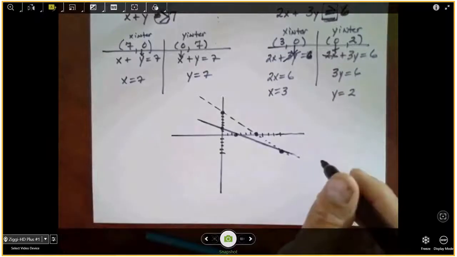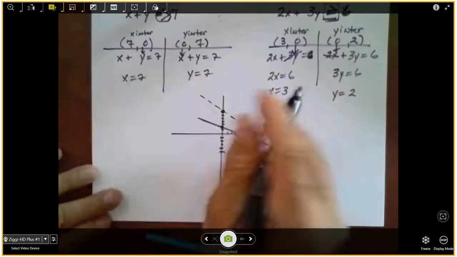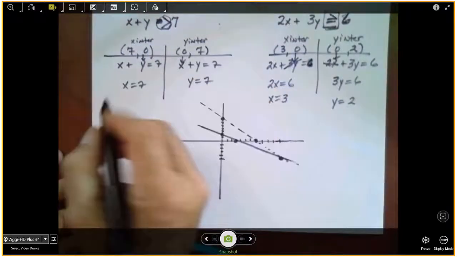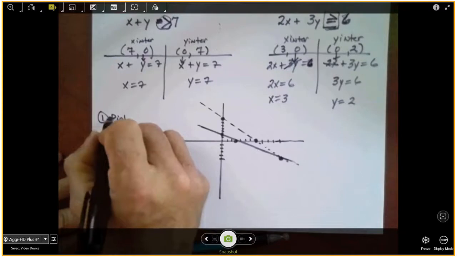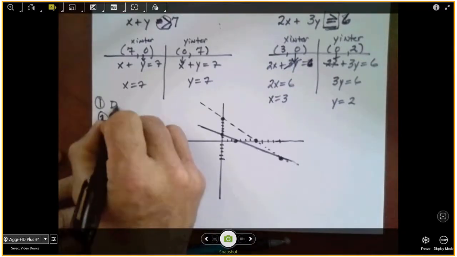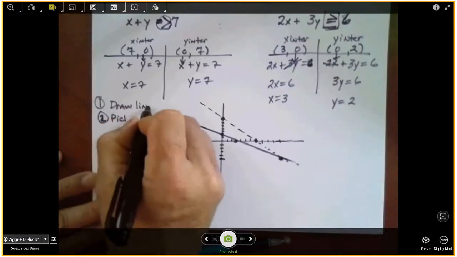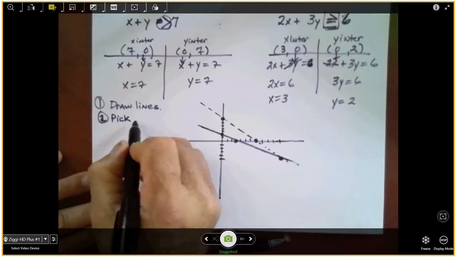What's important is that now you want to pick a point. So when you're dealing with inequalities on lines, first thing you do is draw the lines, number 1. And now we're going to pick a point. Pick points.